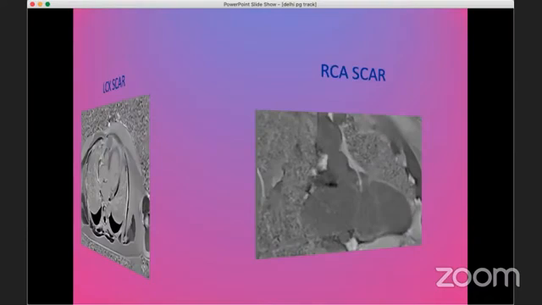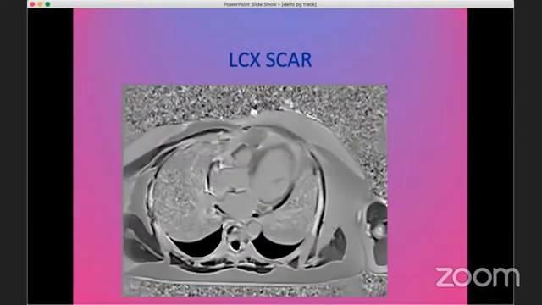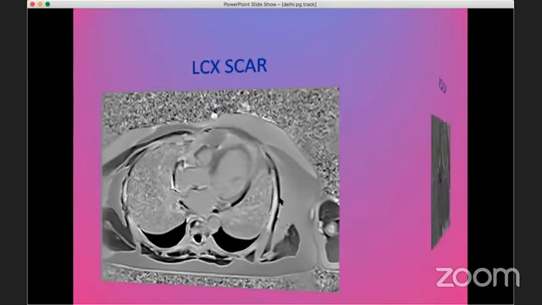Yeah, right. So this is a patient with an LCX scar. This patient had a total occlusion of the LCX, but observe here that the scar or gadolinium enhancement is only less than 50% of the thickness of the myocardium. Henceforth, this patient will actually do well once you open the LCX.